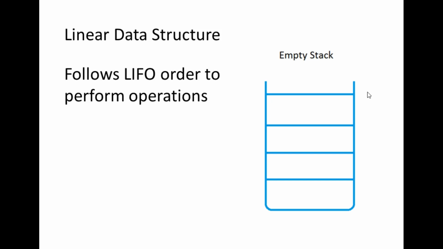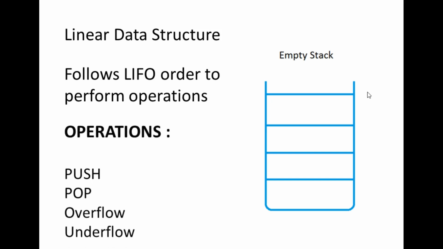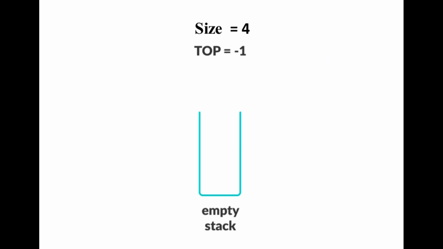So a stack basically performs 4 operations, which are push, pop, overflow and underflow. Let us see these 4 operations one by one. Initially the stack is empty. As you can see, there is a variable called top which stores the index of the stack. If top is equal to -1, it indicates that the stack is empty, and I have allocated the size of this stack as 4, which means that only 4 elements can be inserted in this stack.